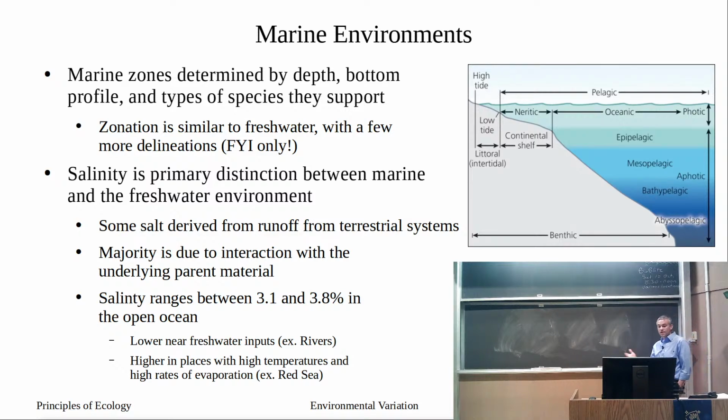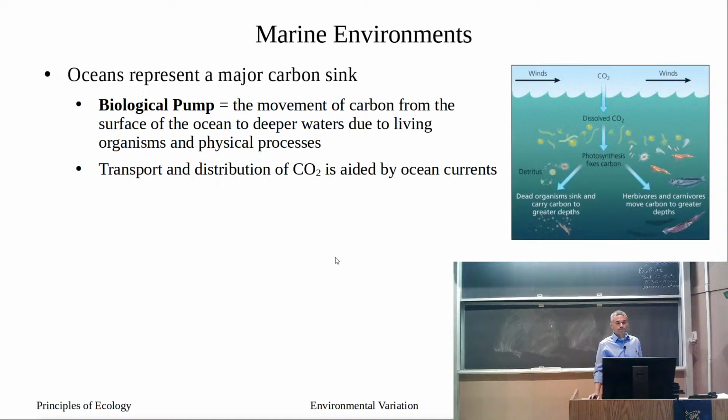All right, so we do have ranges. The average is about 3.5%, but by and large, this is definitely saltier than a freshwater system. And organisms have to deal with that.